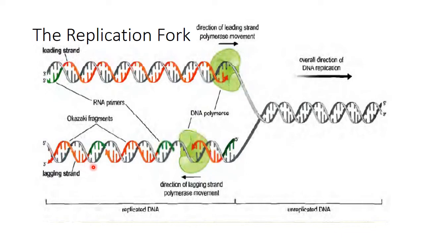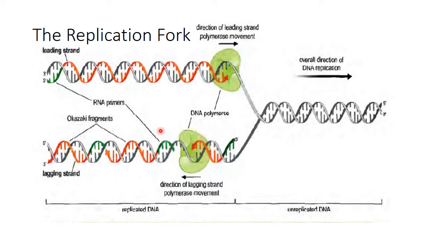Now the second term which is used is the lagging strand. The lagging strand is a strand whose direction is 5 dash to 3 dash towards the replication machinery, and therefore the new strand which is to be synthesized will be synthesized in the opposite direction, that is from 3 dash to 5 dash. So you can see that the DNA polymerase has to move backward. Why? Because here it is 5 dash and here it is 3 dash, so it will move in this way.